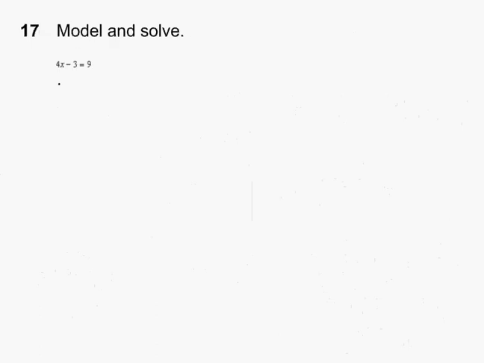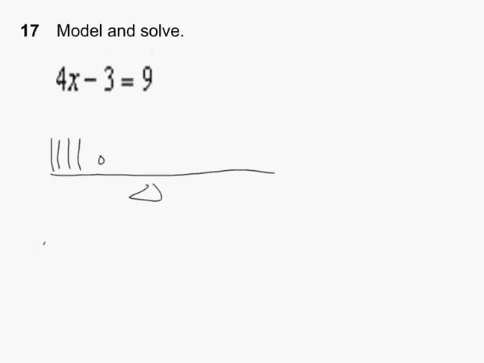Question 17 says model and solve. Okay, so for this one we have a grade 7 question. There's nothing grade 8 about it, but it's modeling. So I have 4x minus 3 equals positive 9. So what I'm going to do first is get rid of my constant by adding 3 to both sides.